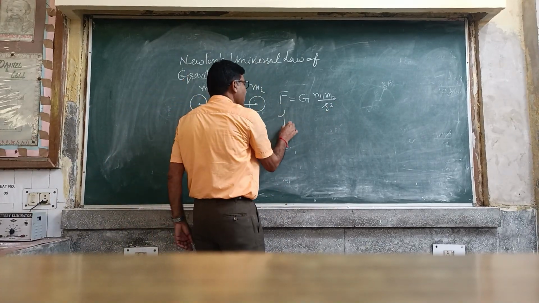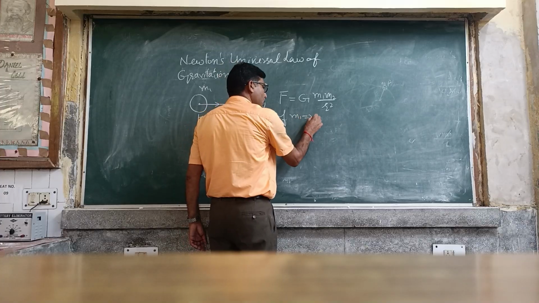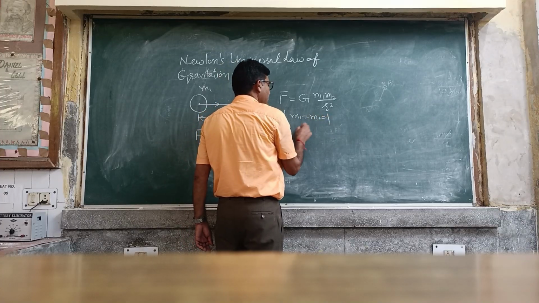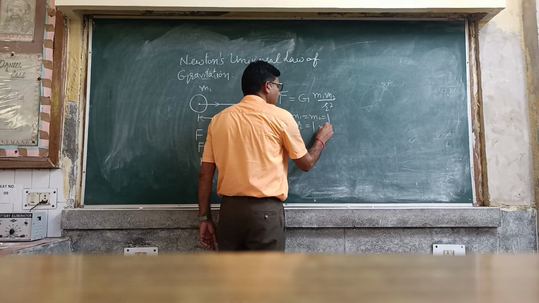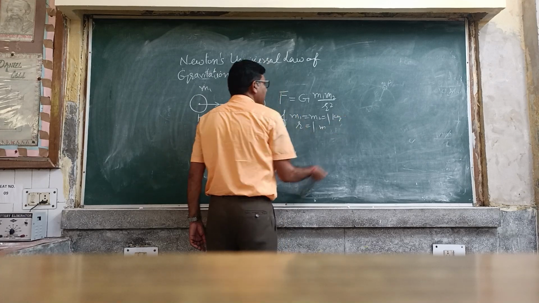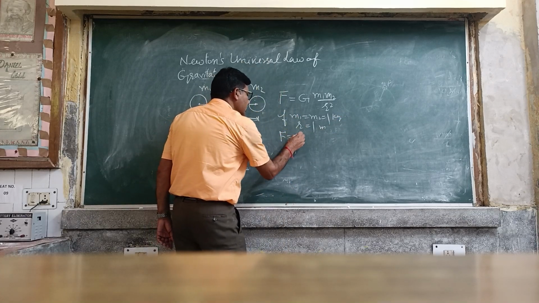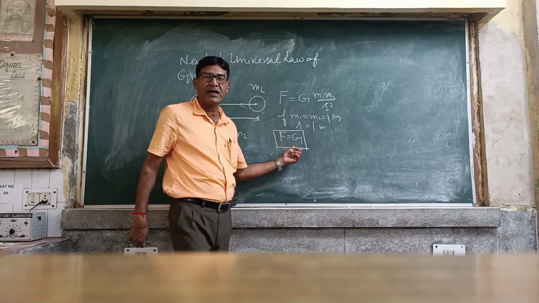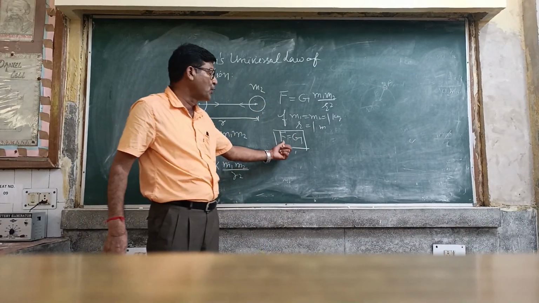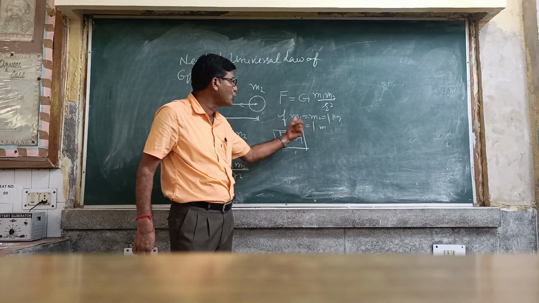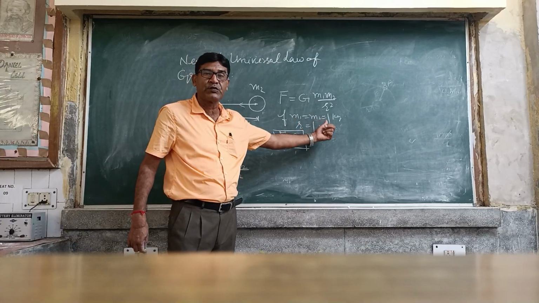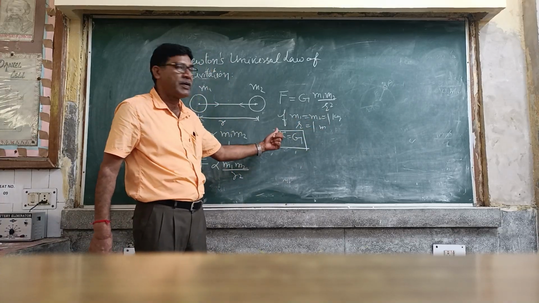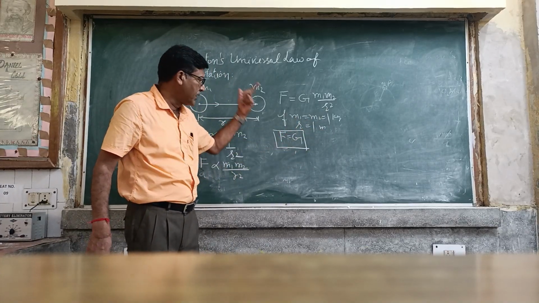Now if m1 is equal to m2, which is equal to 1 kilogram, and r is equal to 1 meter, then F is equal to G. So the gravitational constant is numerically equal to the force of attraction between two masses, each of mass 1 kg and separated by a distance of 1 meter.